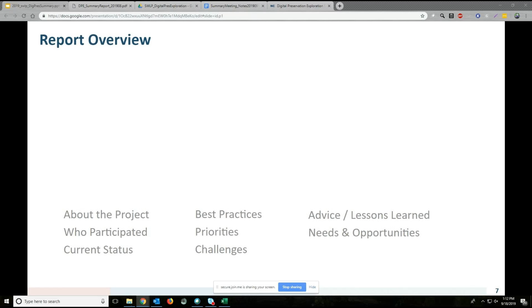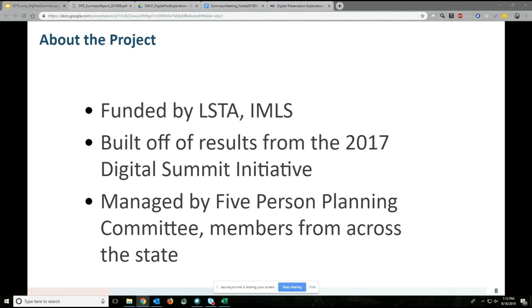So now to the meat of it, the report, which my tone of voice made sound very ominous. It is not. So some quick background about the project itself. The Digital Preservation Exploration was a statewide leadership project funded by LSTA and IMLS. It's an LSTA grant via IMLS, and was built off and inspired by results from the 2017 Digital Summit Initiative. The Digital Summit Initiative did a statewide survey and also brought leaders together to have a conversation about all the digital needs of North Carolina.